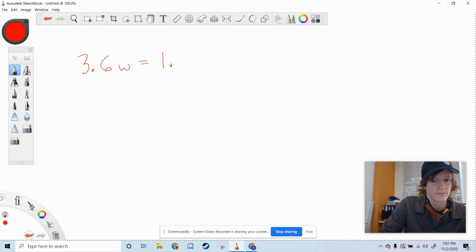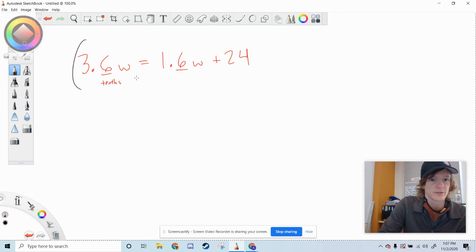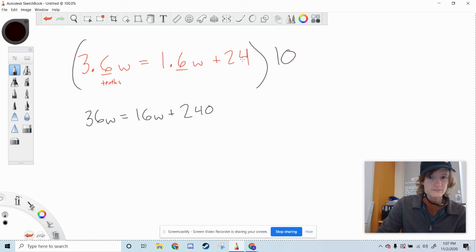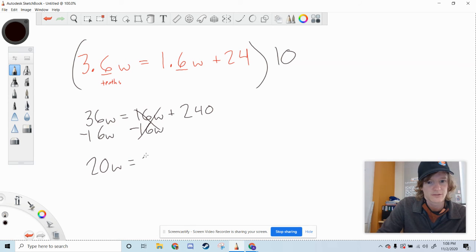3.6w equals 1.6w plus 24. I have numbers in the tenths place. Tenths. It's just one spot after the decimal, so I only have to multiply everything by the number 10. So it's going to turn into 36w equals 16w plus 240, because everything's multiplied by 10. So subtract 16w, subtract 16w. I get 20w equals 240.